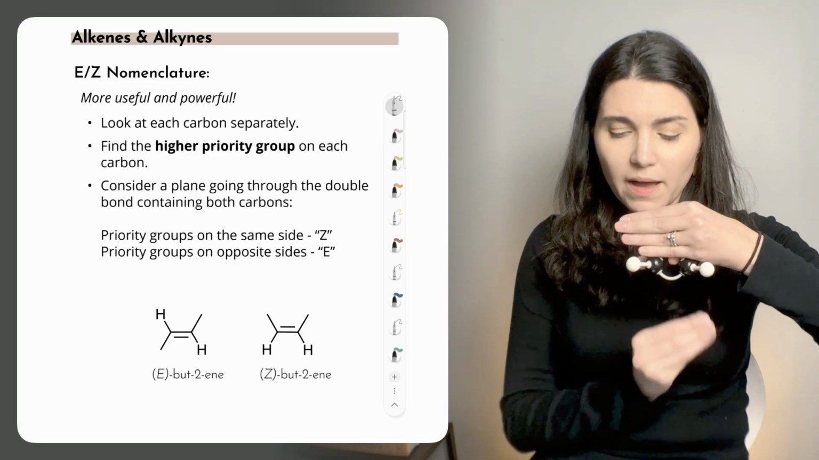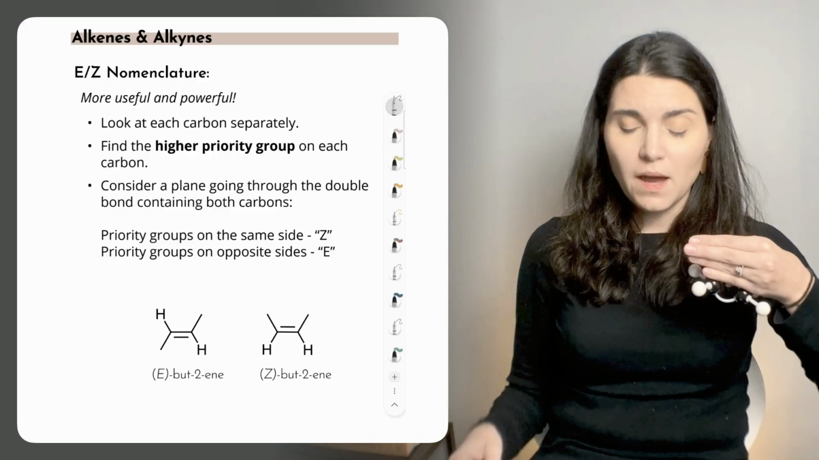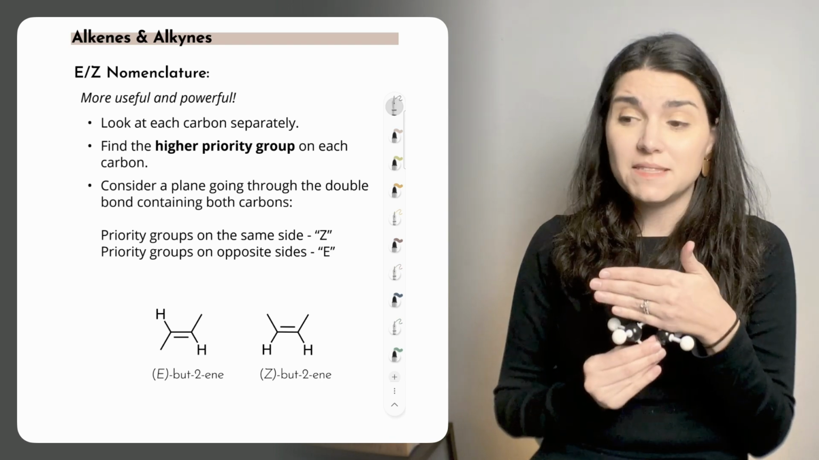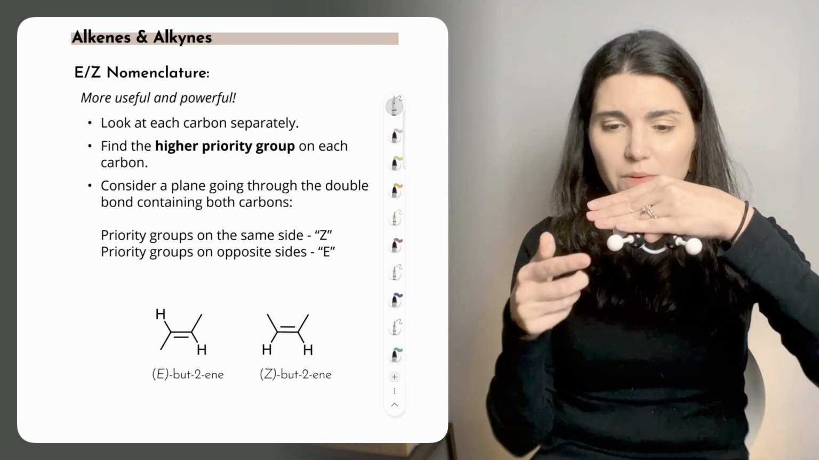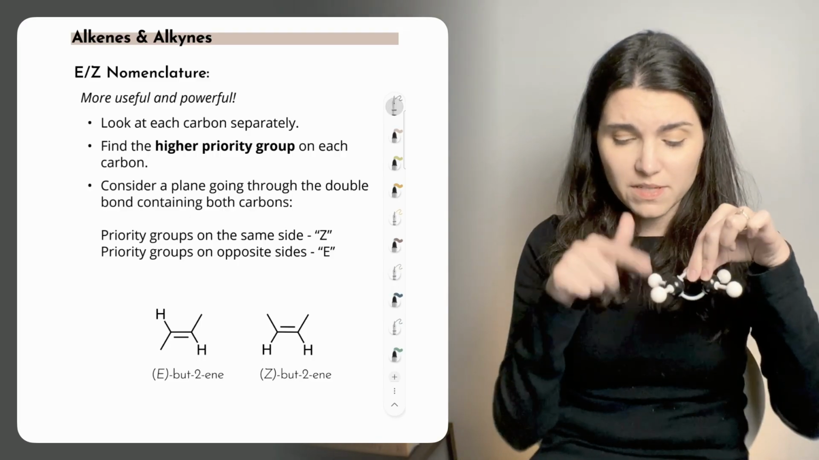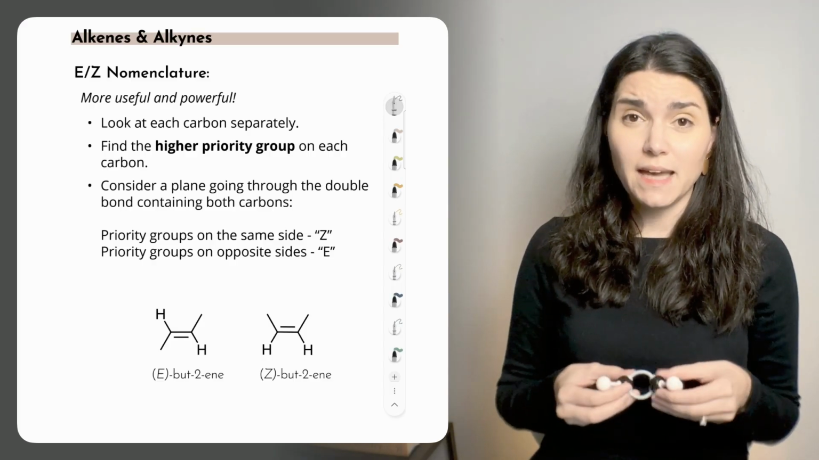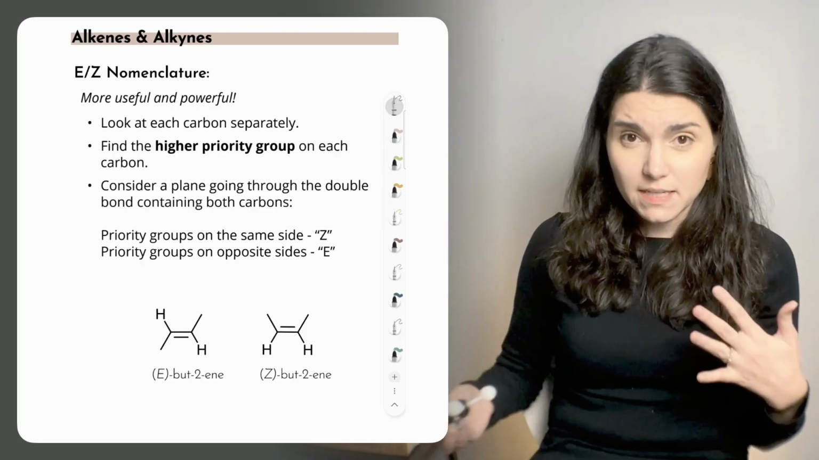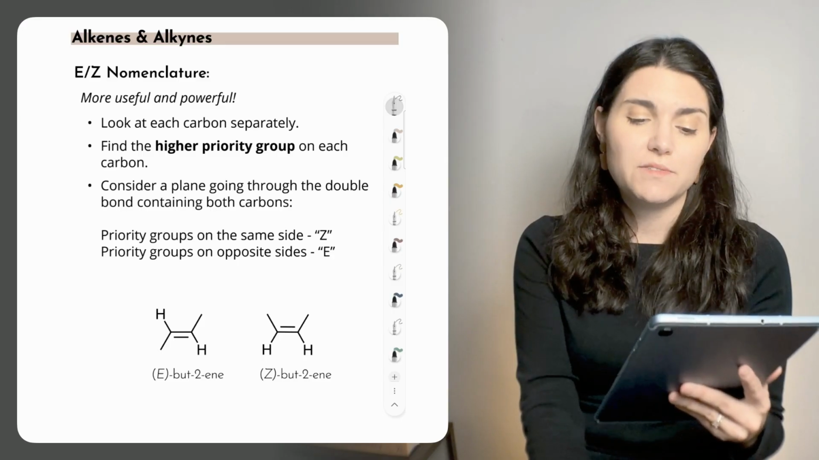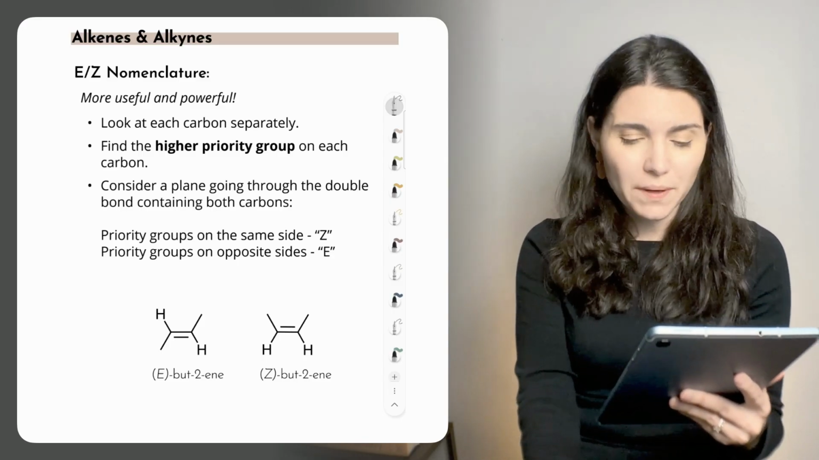And if both high priority groups are on the same side of that plane, we're going to call the molecule Z. Now, Z comes from a German word called zusammen. It means together. And if the two priority groups are on opposite sides of that plane, so one on this side and one on the other side of it, that's going to be called E. And E is another German word, entgegen, and that means opposite. A way that you can remember these to keep in your brain is that Z is for 'zame zide' with Zs, and E is for enemies. They don't want to be together.